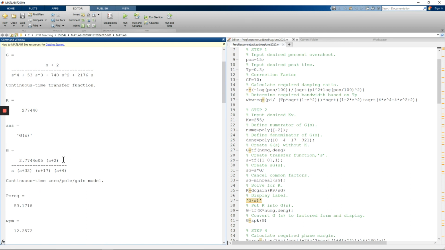This is the overall transfer function with the gain K that has been determined earlier. This is the zero at the numerator, which is negative 2 here, and then these are the poles in the denominator, 0, negative 32, negative 17, negative 14, equal to this one.